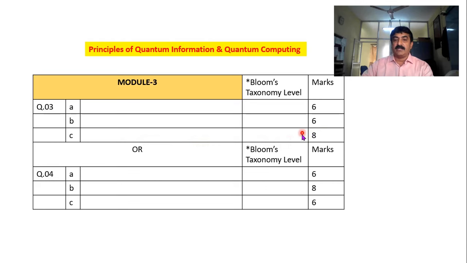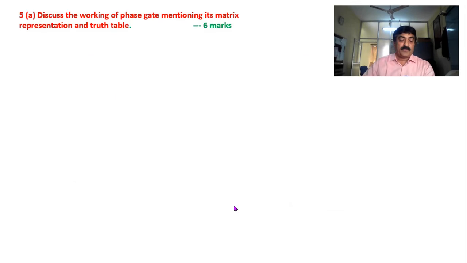Look at these marks allotted. Here 8 marks allotted for C in this particular question, 6 marks allotted in 4C. Okay, first question. Discuss the working of phase gate, mentioning its matrix representation and truth table. So whenever you are asked to answer gates, you write 1 or 2 lines about the gate and then its matrix form and then truth table, if possible circuit symbol, and then 1 or 2 operations like operating on ket 0, ket 1 or ket psi, like that.